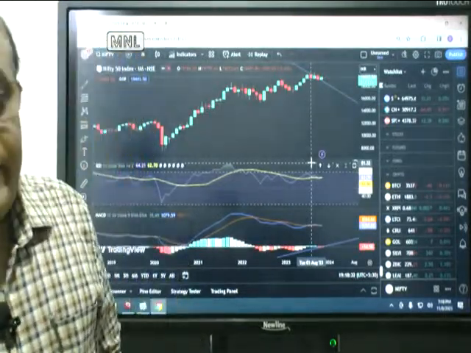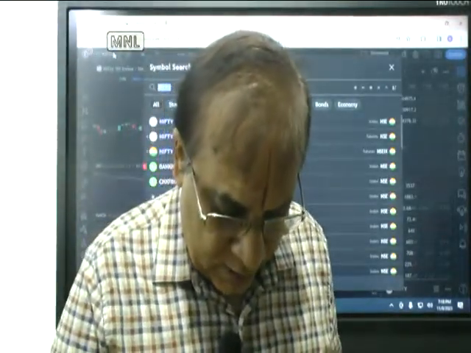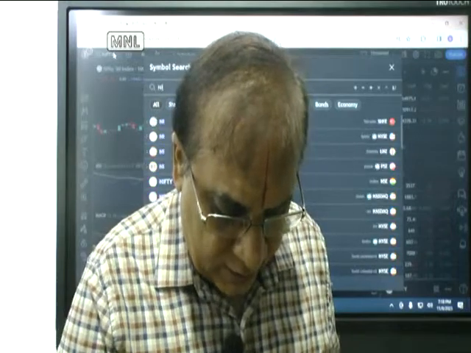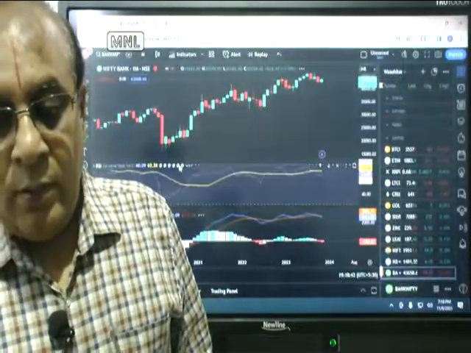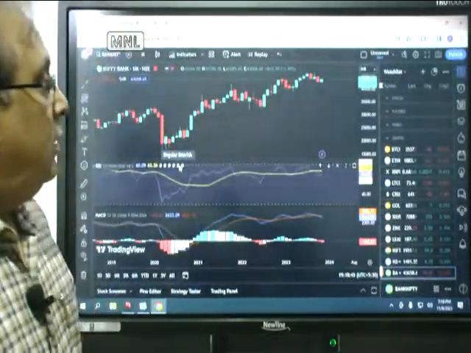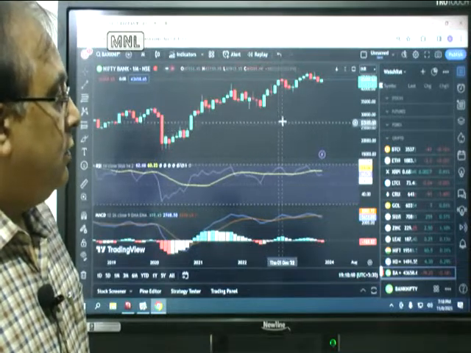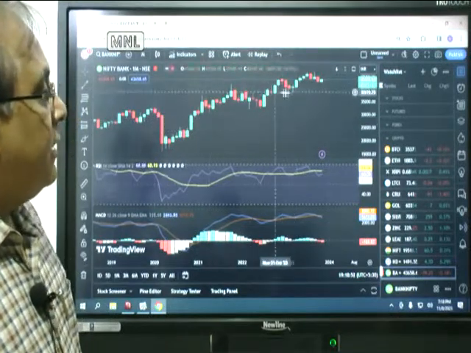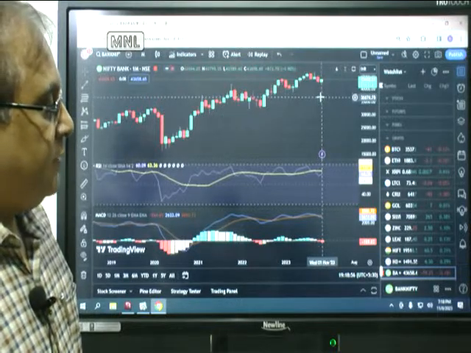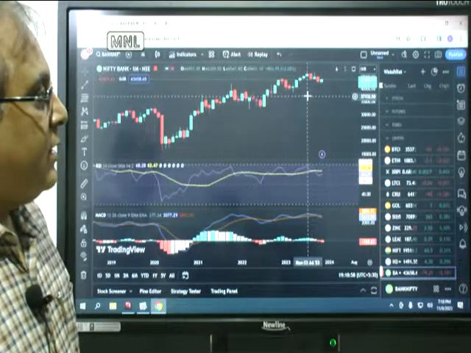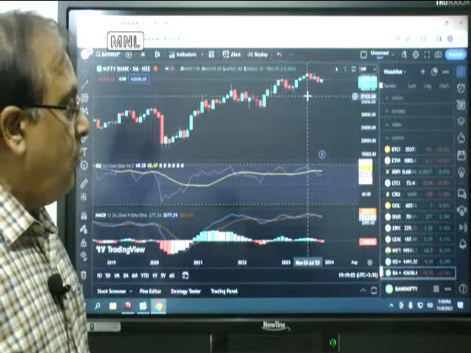Now let us look at Bank Nifty. Nifty Bank. Now this is the monthly chart. So in the monthly chart, the MACD line is below the trigger point, which itself means that this is a very important top. 46,369 is an important top.